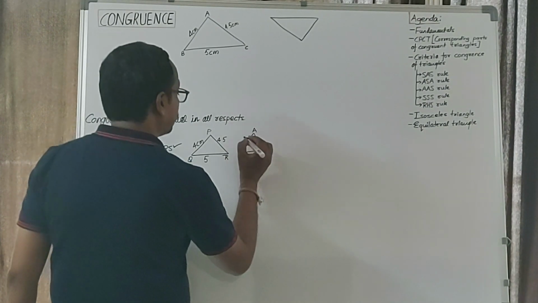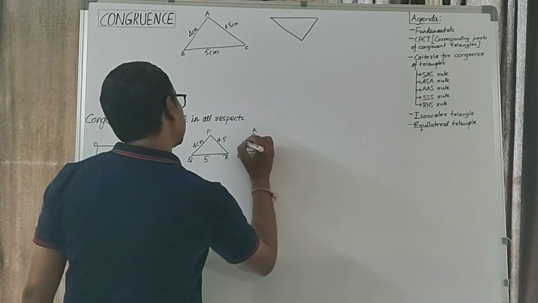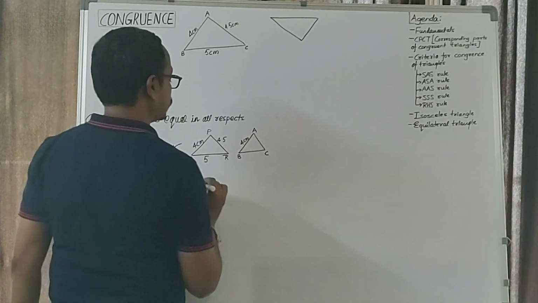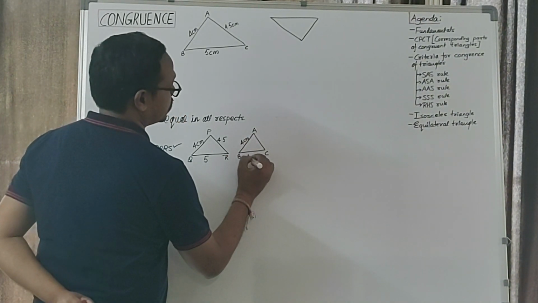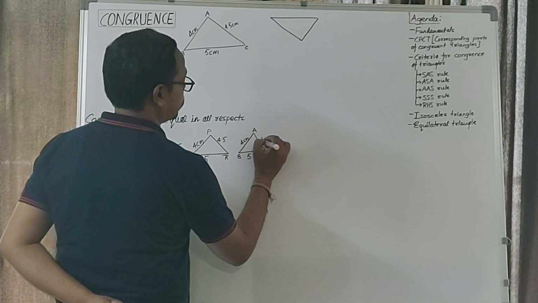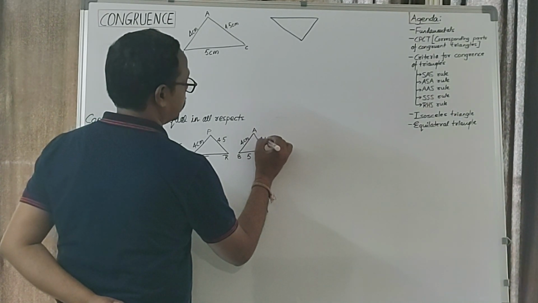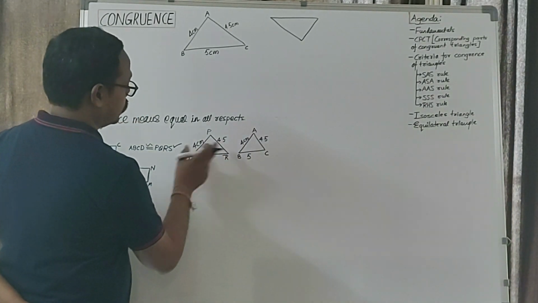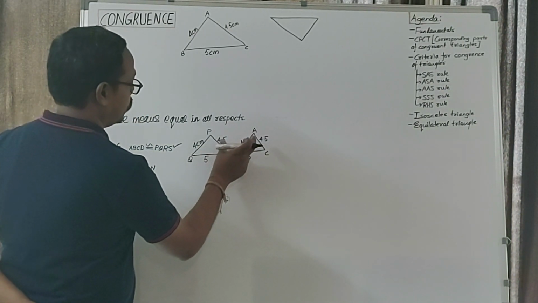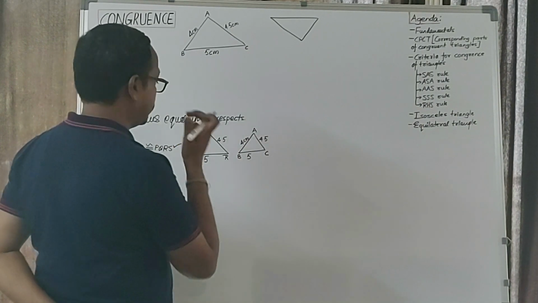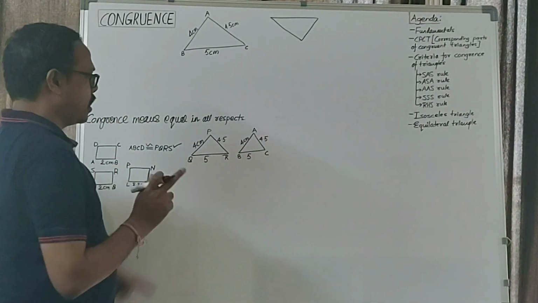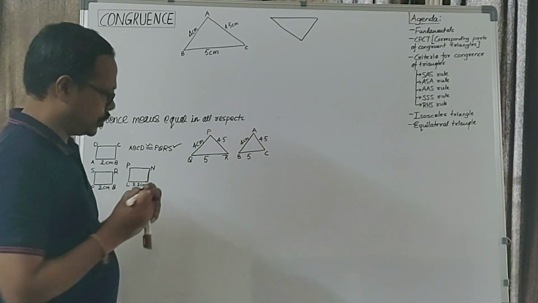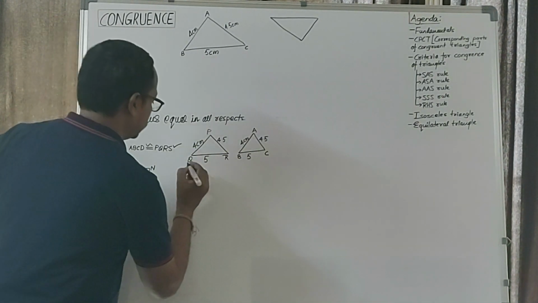So here also, the corresponding sides are, this is also 4 centimeter, this is also 4 centimeter, this is 5 centimeter and this is 4.5 centimeter, right? 4 is to 4, 5 is to 5, 4.5 is to 4.5 centimeter. So, what do you think? Are these two triangles congruent? Yes, it is congruent.